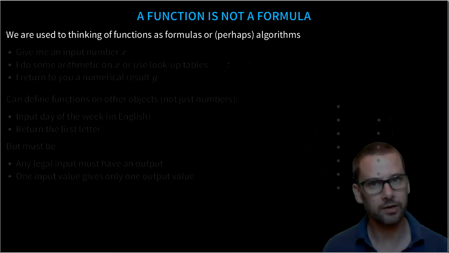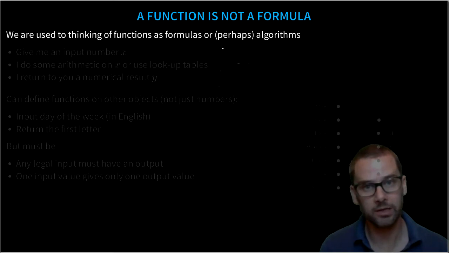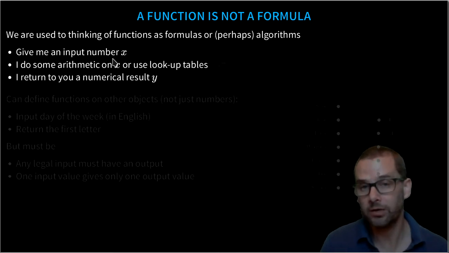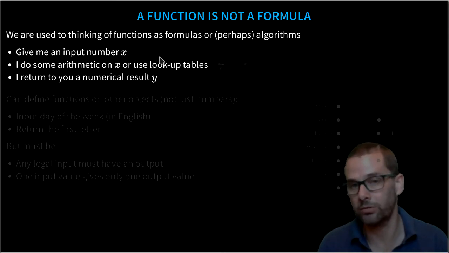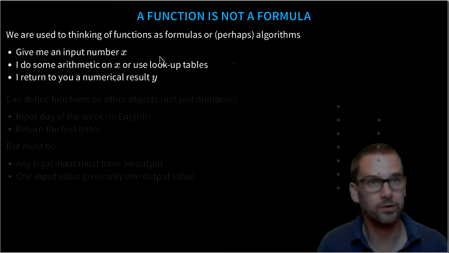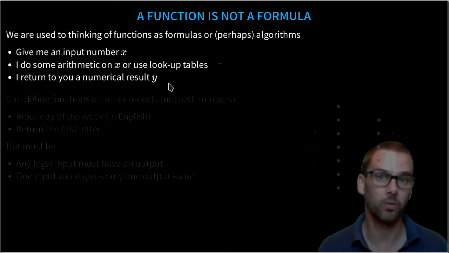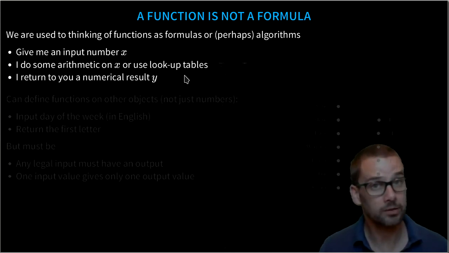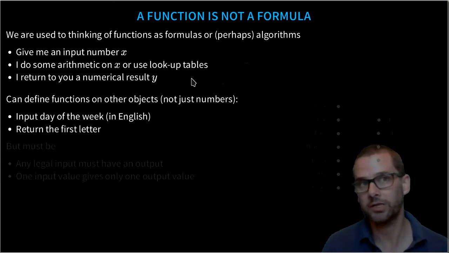So we're really used to thinking of functions as formulas or perhaps algorithms, especially if you've done some programming. In particular, they all have the form of: give me an input number x, I do some arithmetic on it, or maybe use some lookup tables so I can compute sines and cosines and logarithms, and I put all of those things together doing arithmetic to give you a return value, which is going to be some number y. Now, one of the things we should realize very quickly, and indeed if you've done some programming you will have seen this, is that we can define functions on objects that are not just numbers.